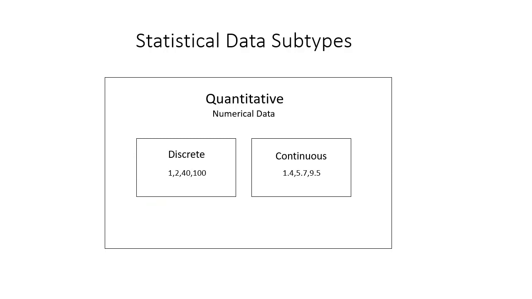The next subtype is continuous data. This is data that continues on forever. Well, at least that's how you can think about it. This kind of data can be broken down into smaller and smaller units.